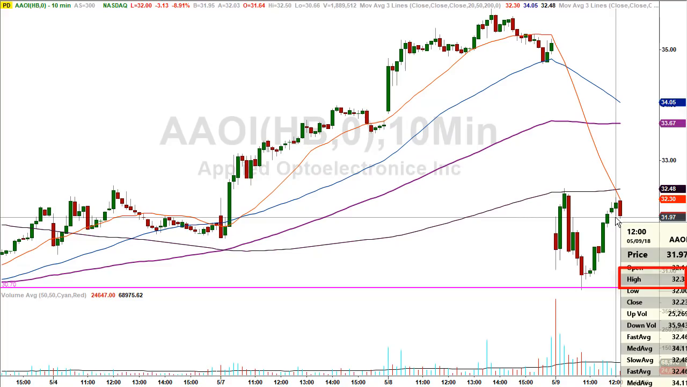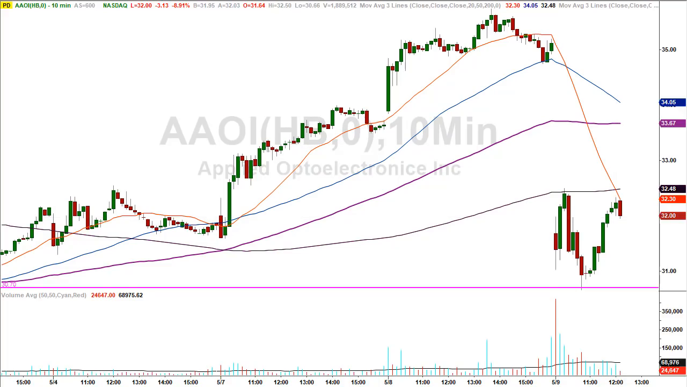$32.33. That represents a possible gain of $1.63 or over 5% from the entry price of $30.70 just minutes earlier.